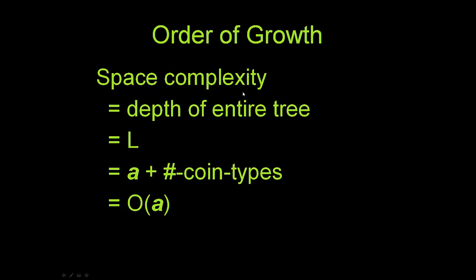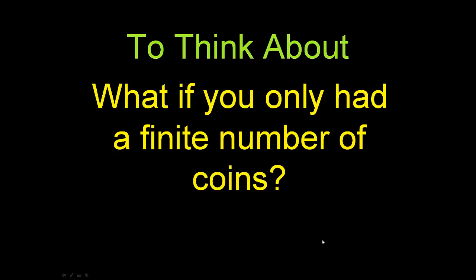Now, some students will ask, why is it the depth of the entire tree and not the total number of leaves? It's because the way the computation takes place is that it goes down one side of the tree to the end, and it comes up, and it goes down, it comes up again, it goes down. So it never really expands out the entire tree. It computes each part in turn.